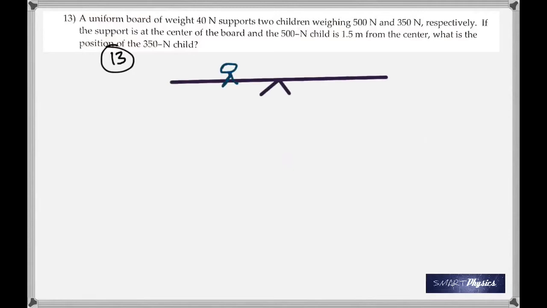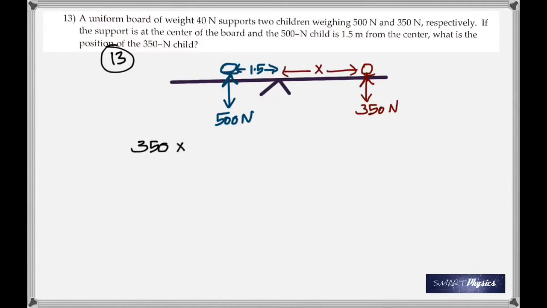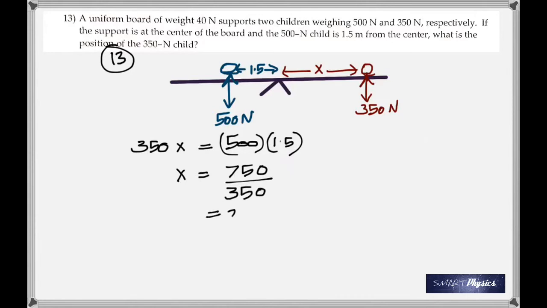So that's the board, that's the child seated, 500 newton and 1.5 meter away. That's going to create the counterclockwise torque, and the other child, 350 newton, and we do not know the distance, so let's say x. That's going to create the clockwise torque. The weight of the board need not be considered because it does not contribute to the torque. And for equilibrium, the two torques have to be equal. Put them equal to each other, calculated. And the other child has to be seated 2.14 meters away.